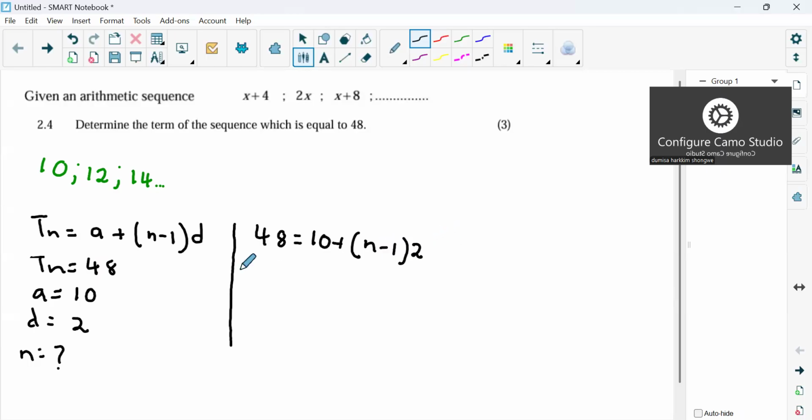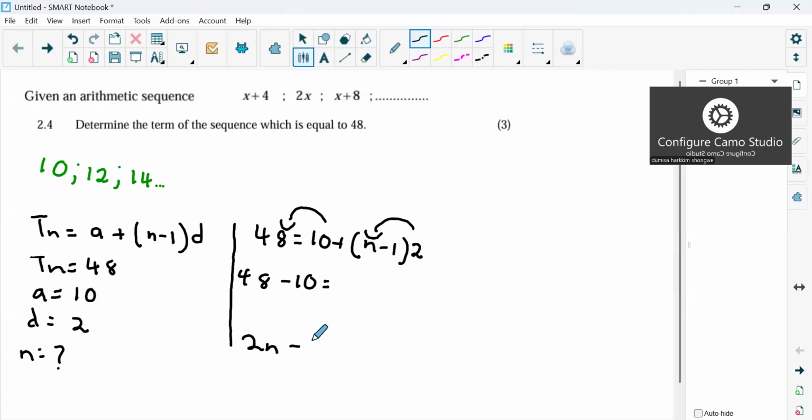Now if we want to make this a little bit simpler, guys, we're going to transpose the 10 to the other side so that we are left with only the bracket on this side. So we have 48 minus 10, which is going to be equal to, now we're going to expand our bracket. 2 multiplied by n gives us 2n. Then 2 multiplied by minus 1 gives us minus 2.